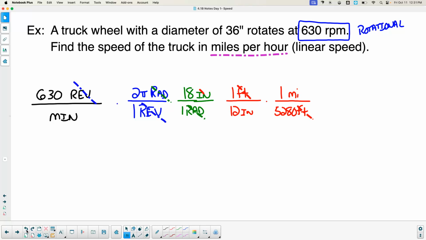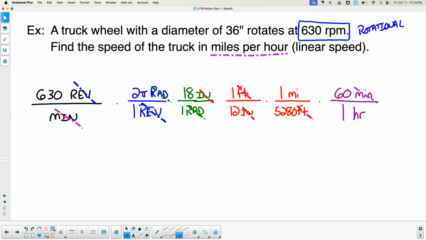Feet are gone. Inches are gone. Now I'm in miles per minute, correct? So I need to convert minutes now because I have miles. How many minutes are in 1 hour? My only label that I have left that I can see on top is miles. That's what I need. My only label that I can see on the bottom is hours. That's what I need. Miles per hour.